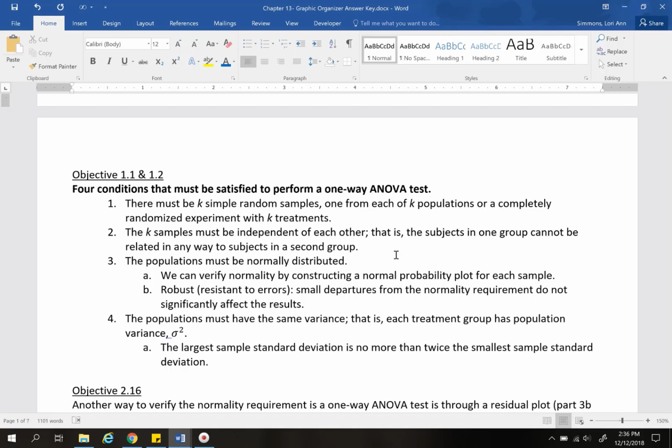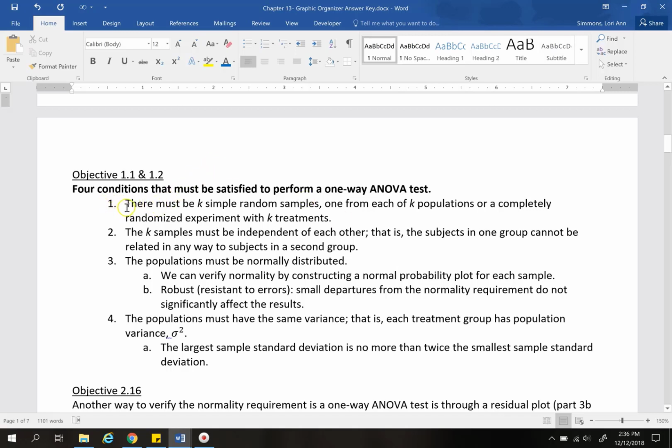Or B, the test is robust, resistant to errors. Small departures from the normality requirement do not significantly affect the results. And 4, the populations must have the same variance. That is, each treatment group has population variance sigma squared. So what that means is that the largest sample standard deviation is no more than twice the smallest sample standard deviation.